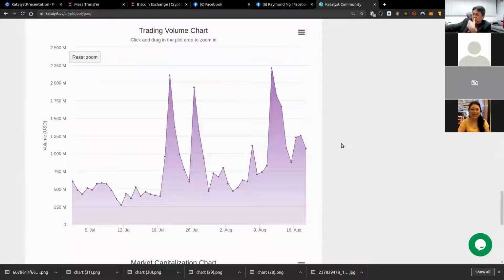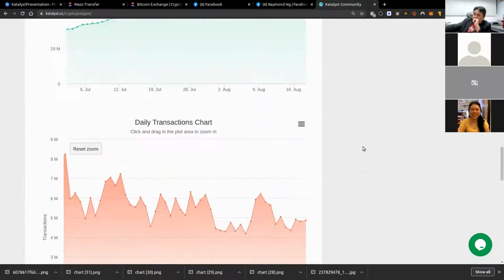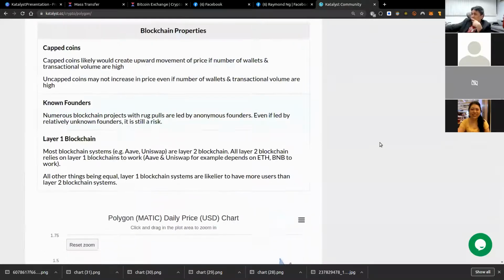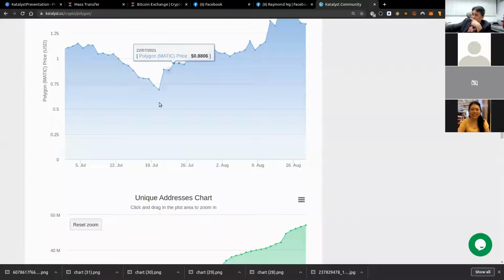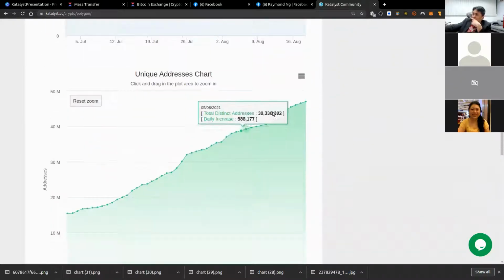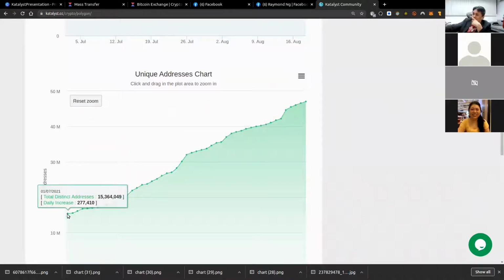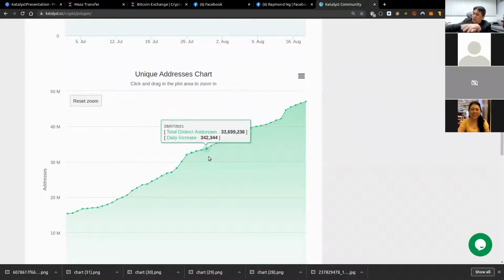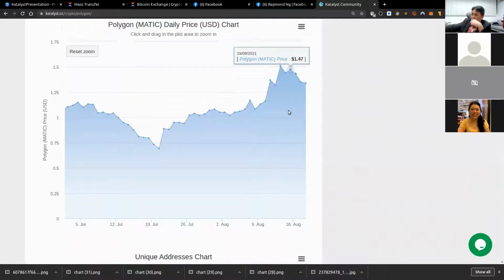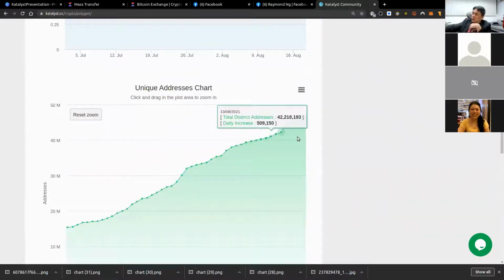Okay, you look at the price movement, zoom into the 1st of July till now. You see the price, you look at it go down. As far as the unique addresses are concerned, to me, the gradient is about the same. So actually, the number of wallets will not be a deciding factor of the price, because it's about a straight line, not much change.